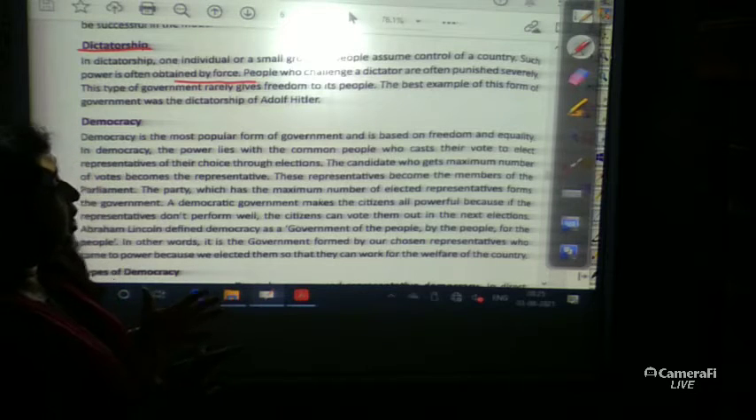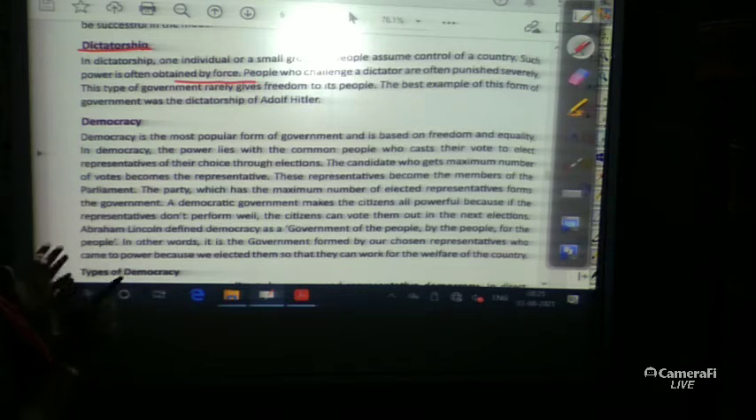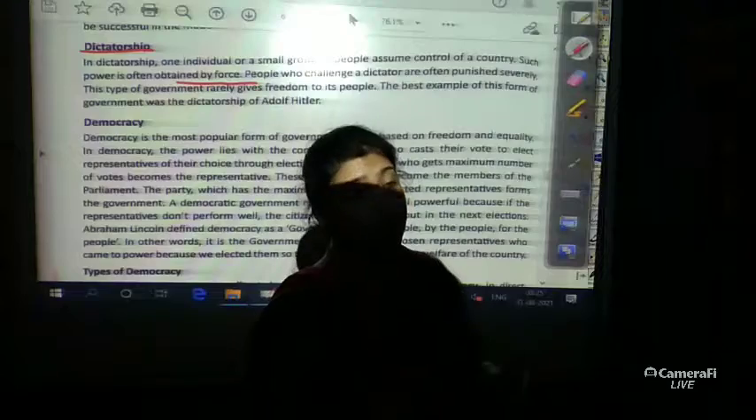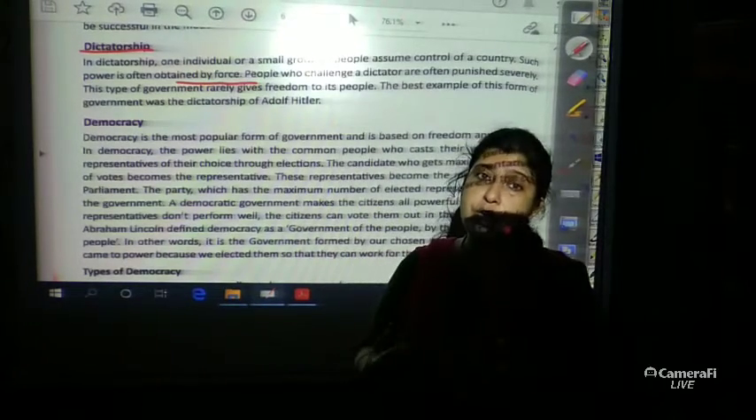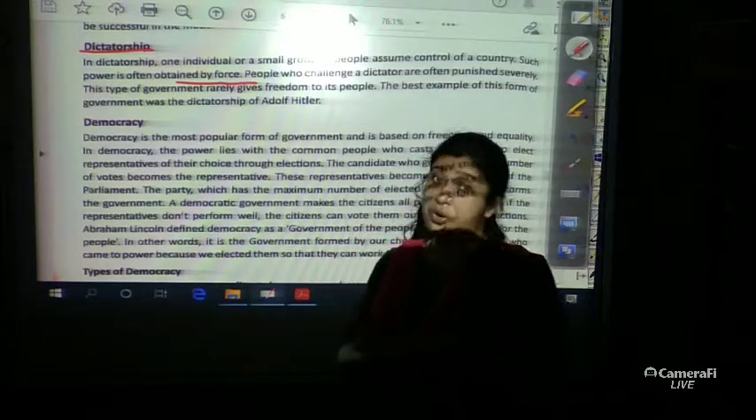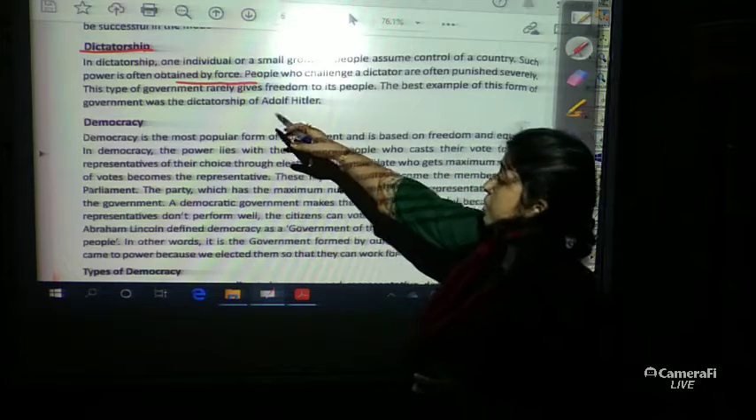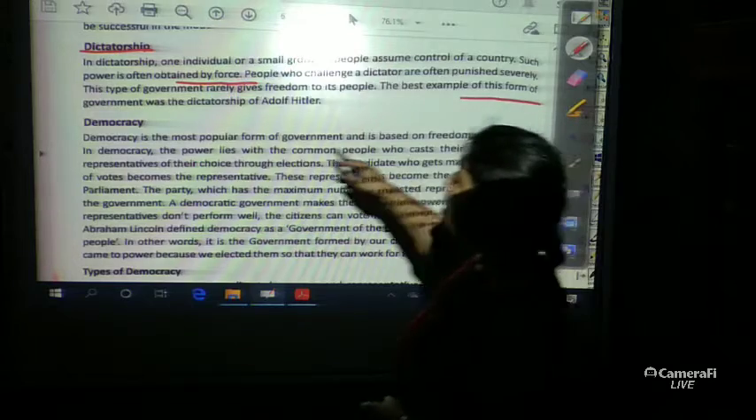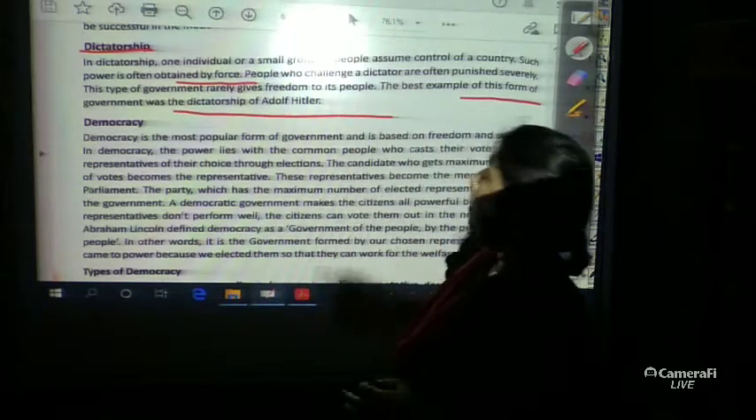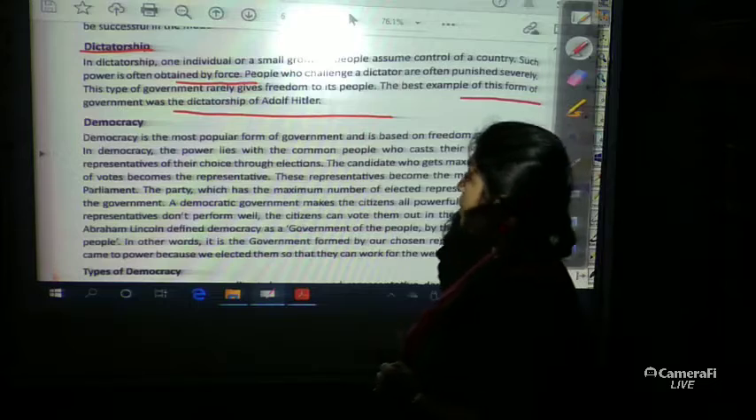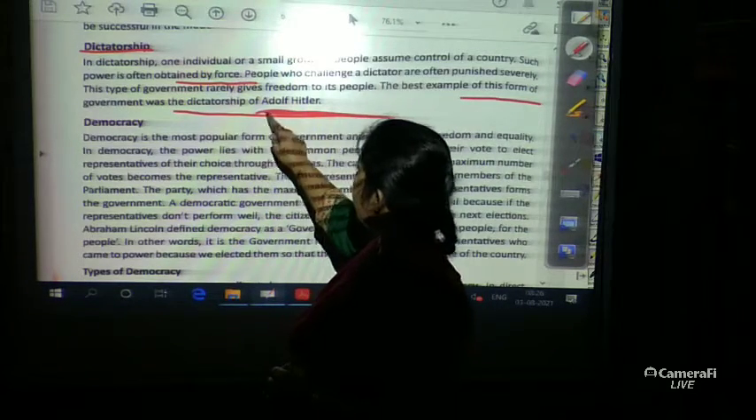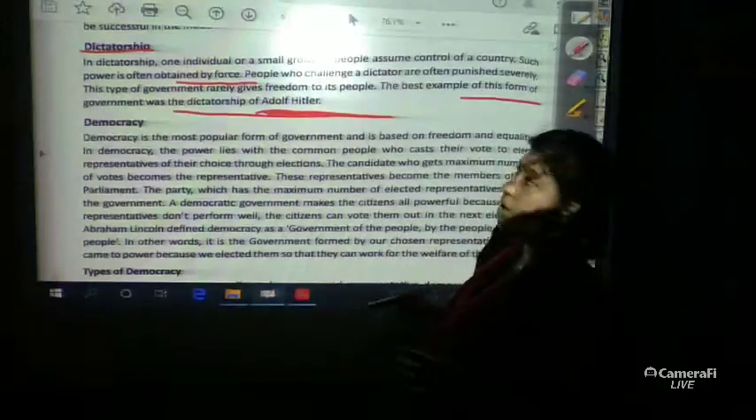People who challenge a dictator are often punished severely. This type of government rarely gives freedom to its people. That means this type of government doesn't want people to enjoy their freedom. The best example of this form of government was the dictatorship of Adolf Hitler. So he is a very important and very good example of dictatorship.